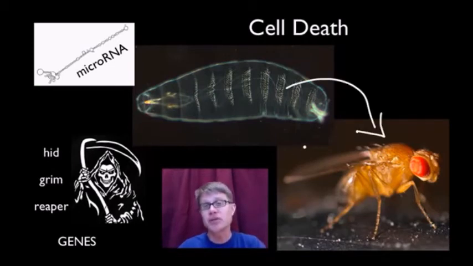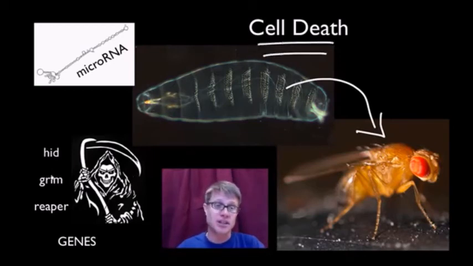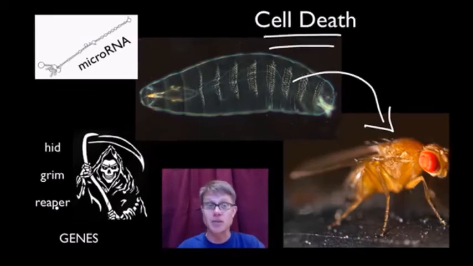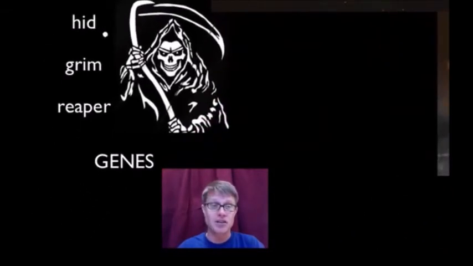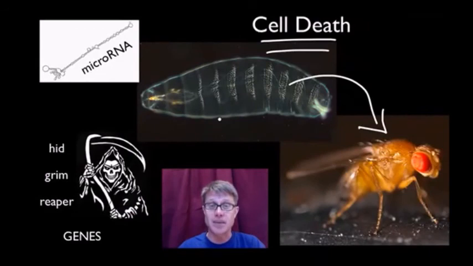But apoptosis, or cell death, is super important, and so there are a number of different genes that scientists identify. They're the HID, GRIM, and Reaper genes. And these three genes in Drosophila cause the cells to die. In other words, they make proteins that cause cells to die.